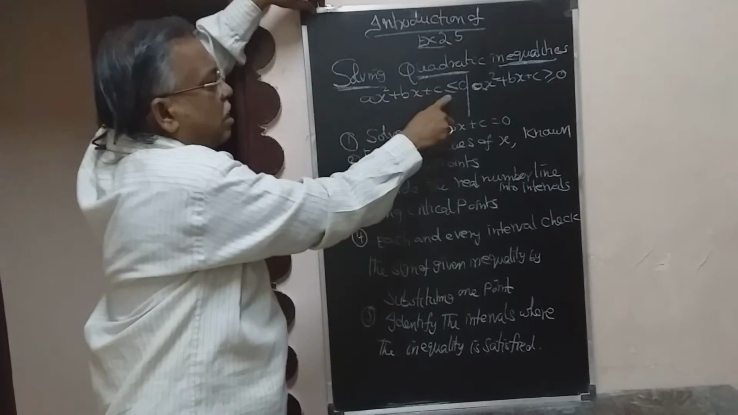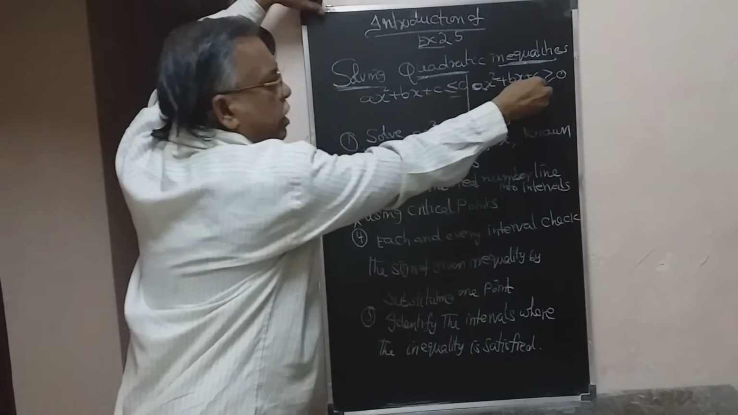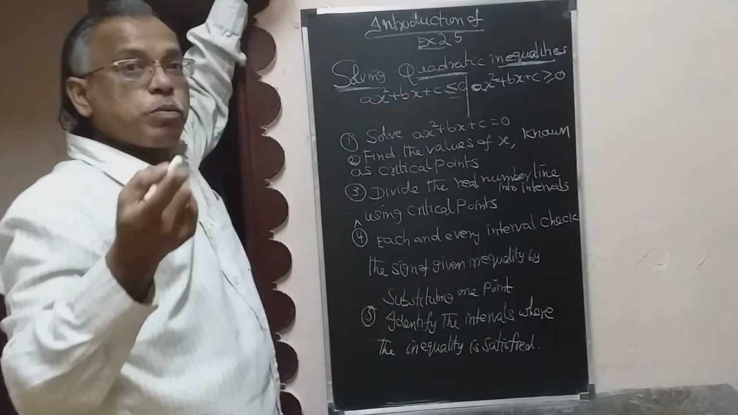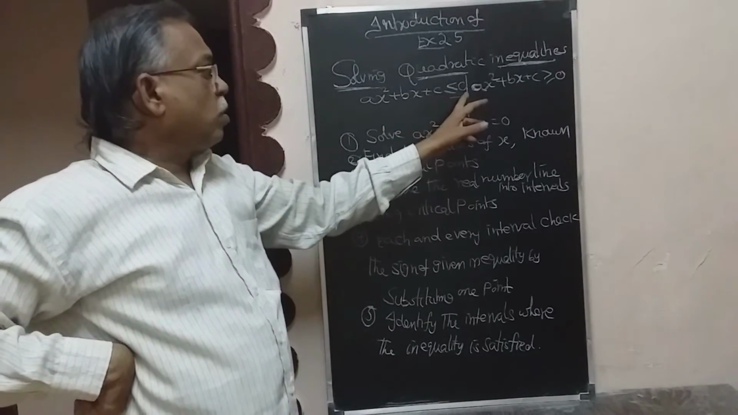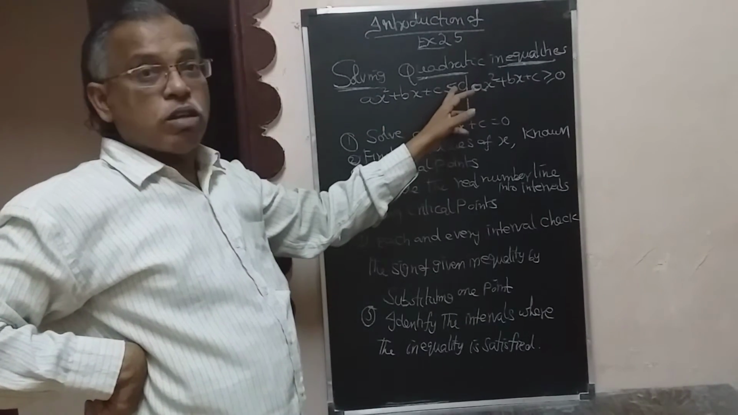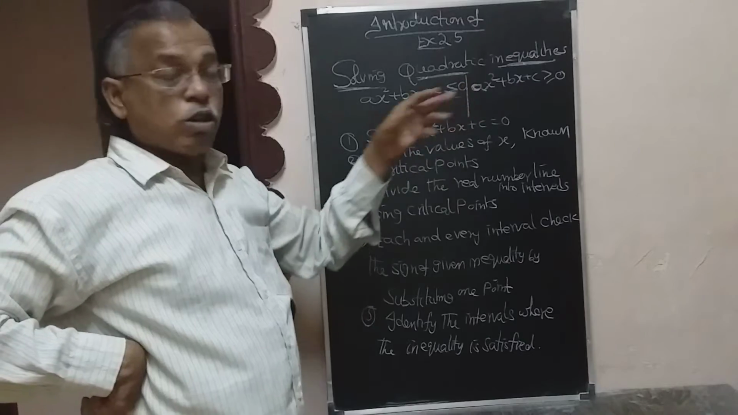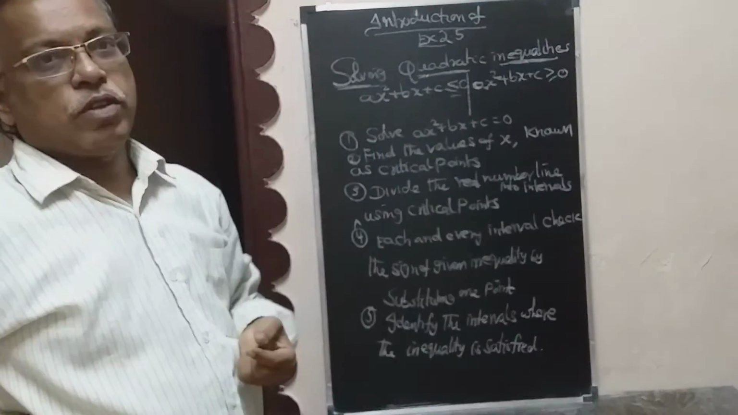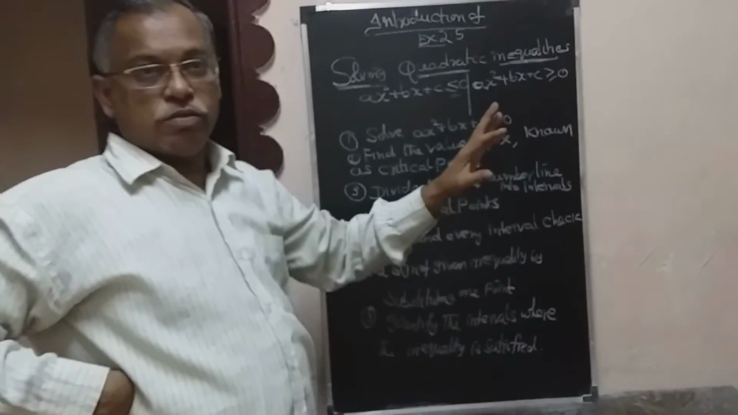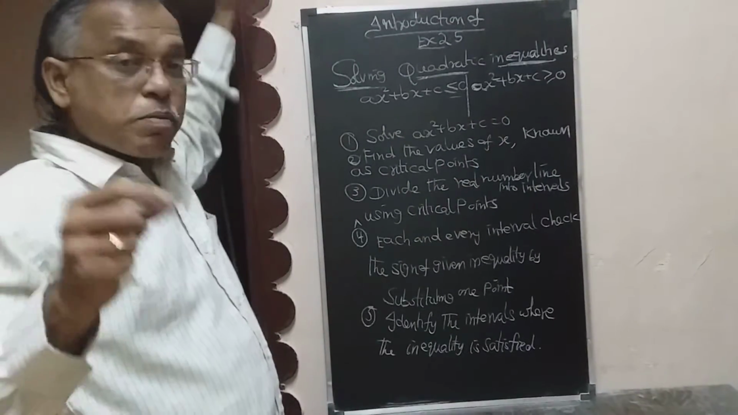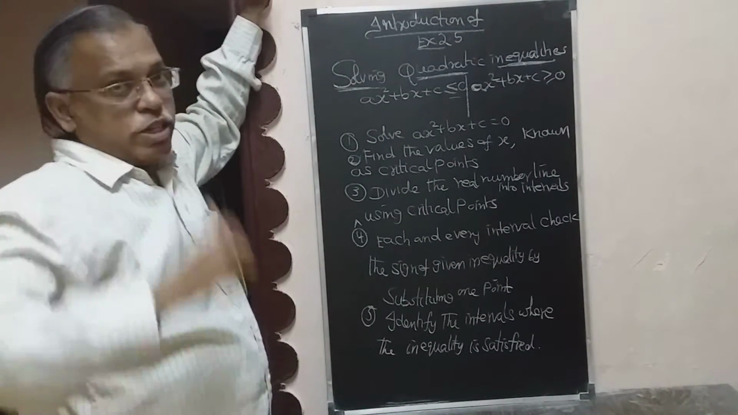Suppose if there is less than or equal to 0 or greater than or equal to 0, then what is the procedure? That means you should check not only for 0 but also less than 0. Less than 0 also you must check. For that, or greater than or equal to 0, there are certain steps that you should remember, students.